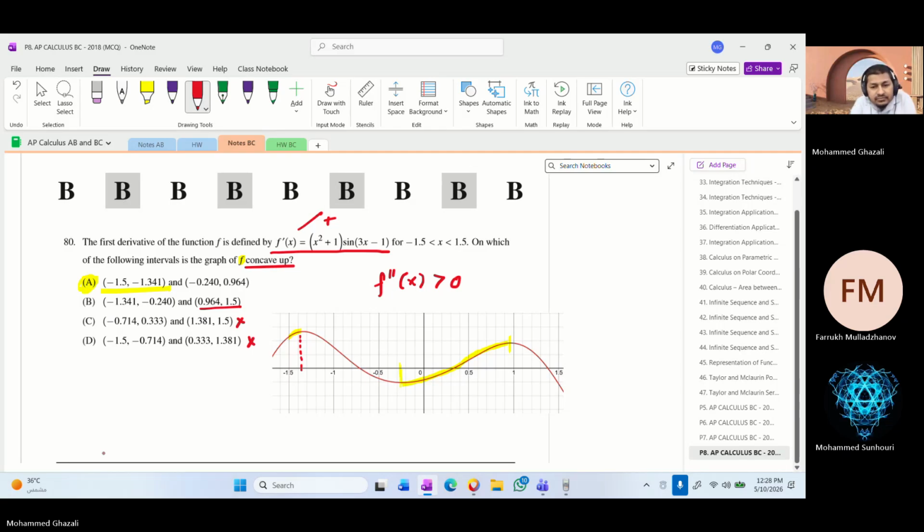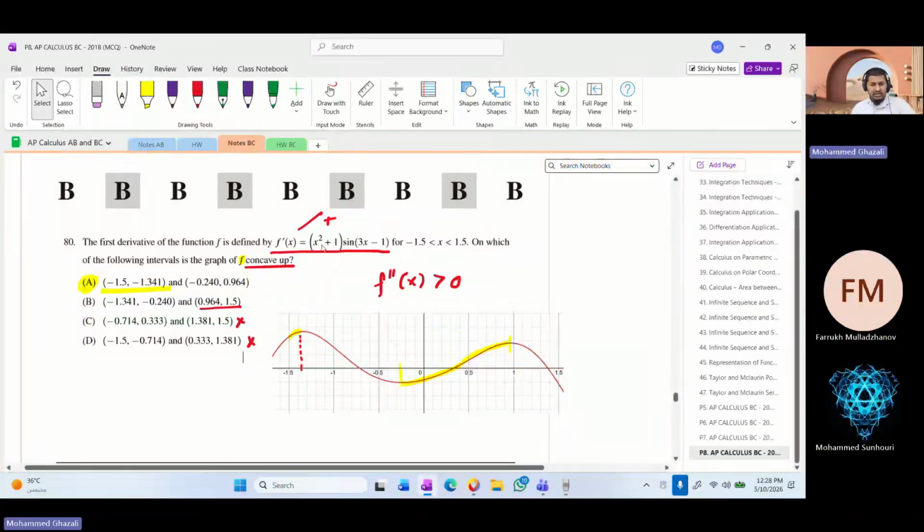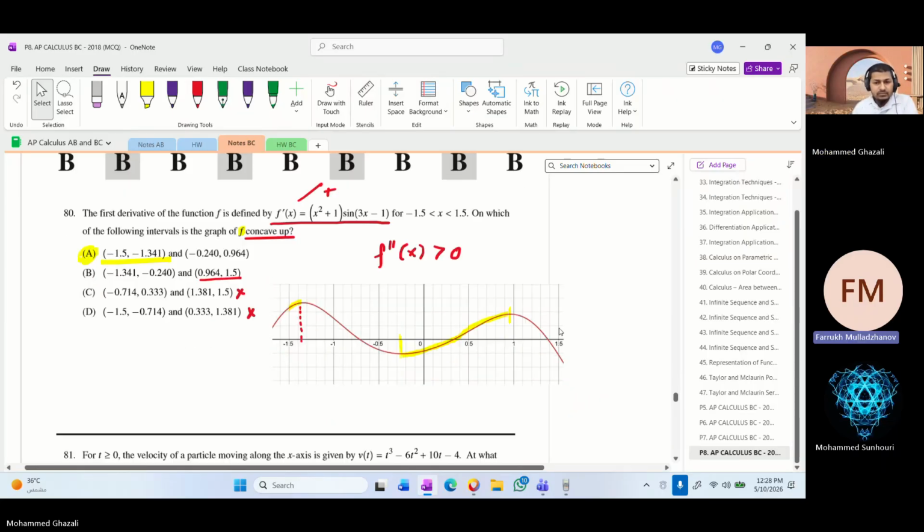Are we good? Yes, the pieces were highlighted, so it's easy. No need to differentiate and stuff. You can go straight into Desmos. Exactly, yeah, that's it. Perfect.